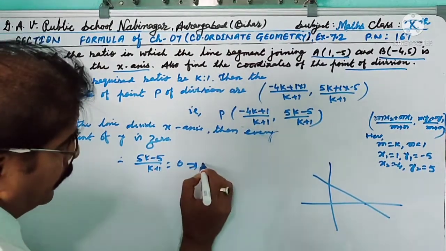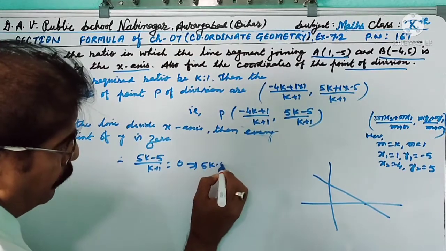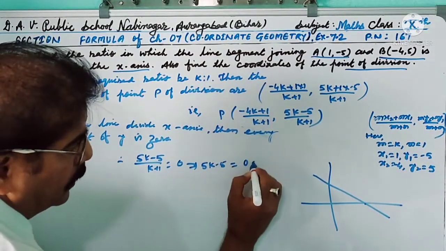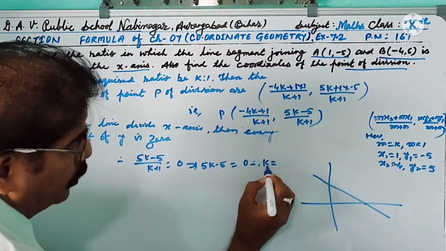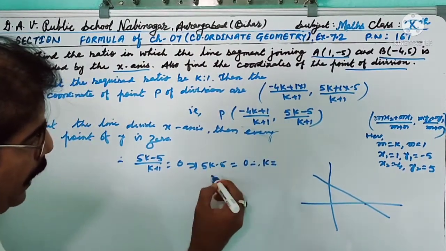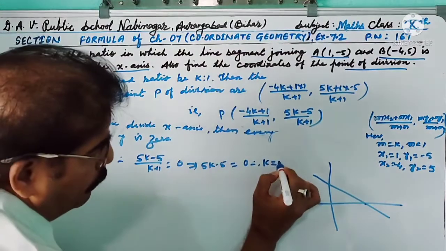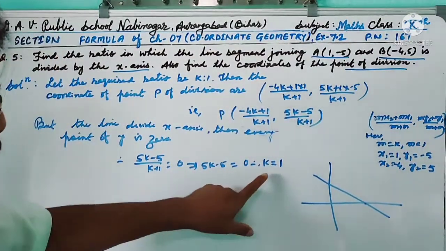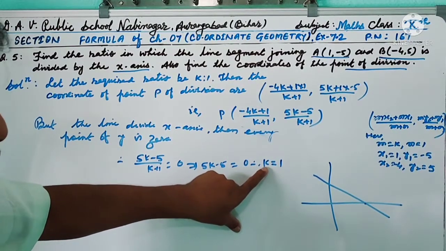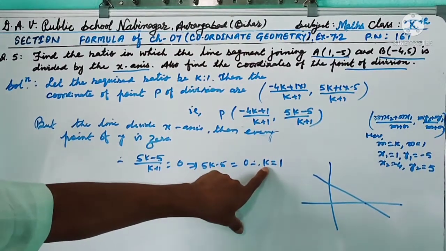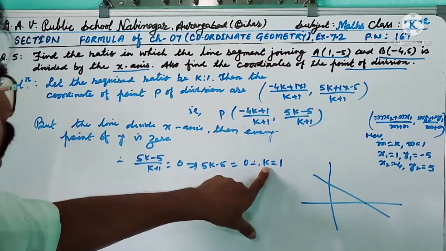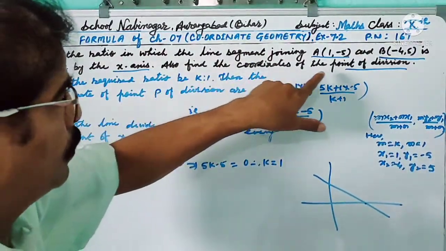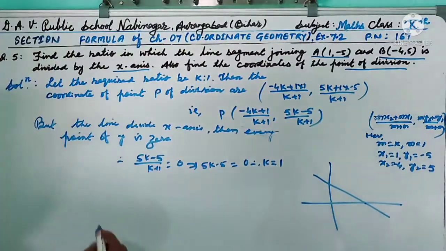So 5k minus 5 equals 0 into whole 0. Therefore 5k equals 5, so k equals 5 by 5, that is 1. So dear students, k equals 1, and we also have to find the coordinates of the point of division.